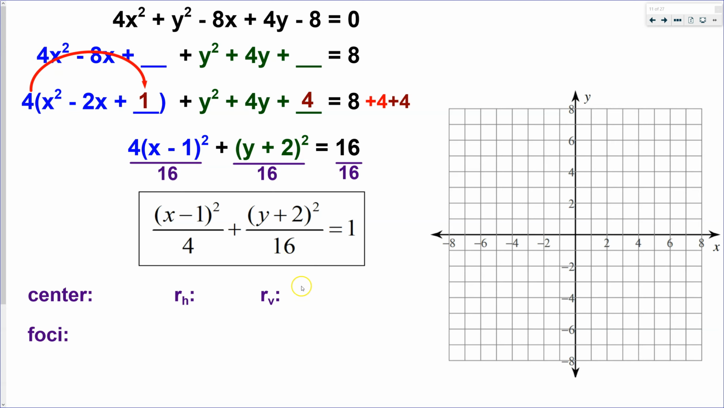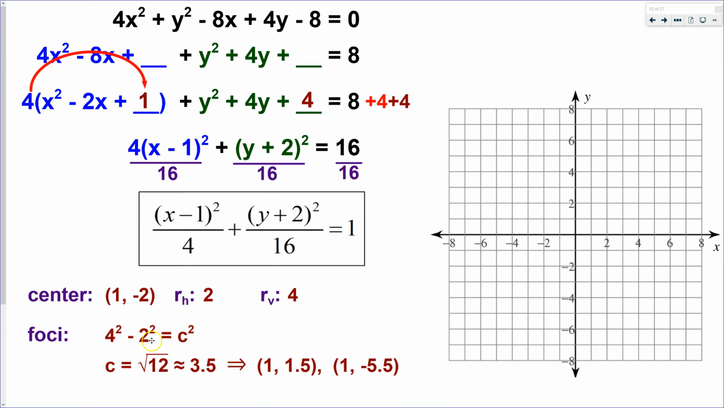Take the square root of that, we'll get 4, and then our center is, remember they're the opposite signs, 1, -2. So we have those pieces of information, and then we can use that focus Pythagorean theorem lookalike formula to figure out how far it is from the center to each focus point. If you plug in the numbers appropriately, you'll get 4 squared minus 2 squared.